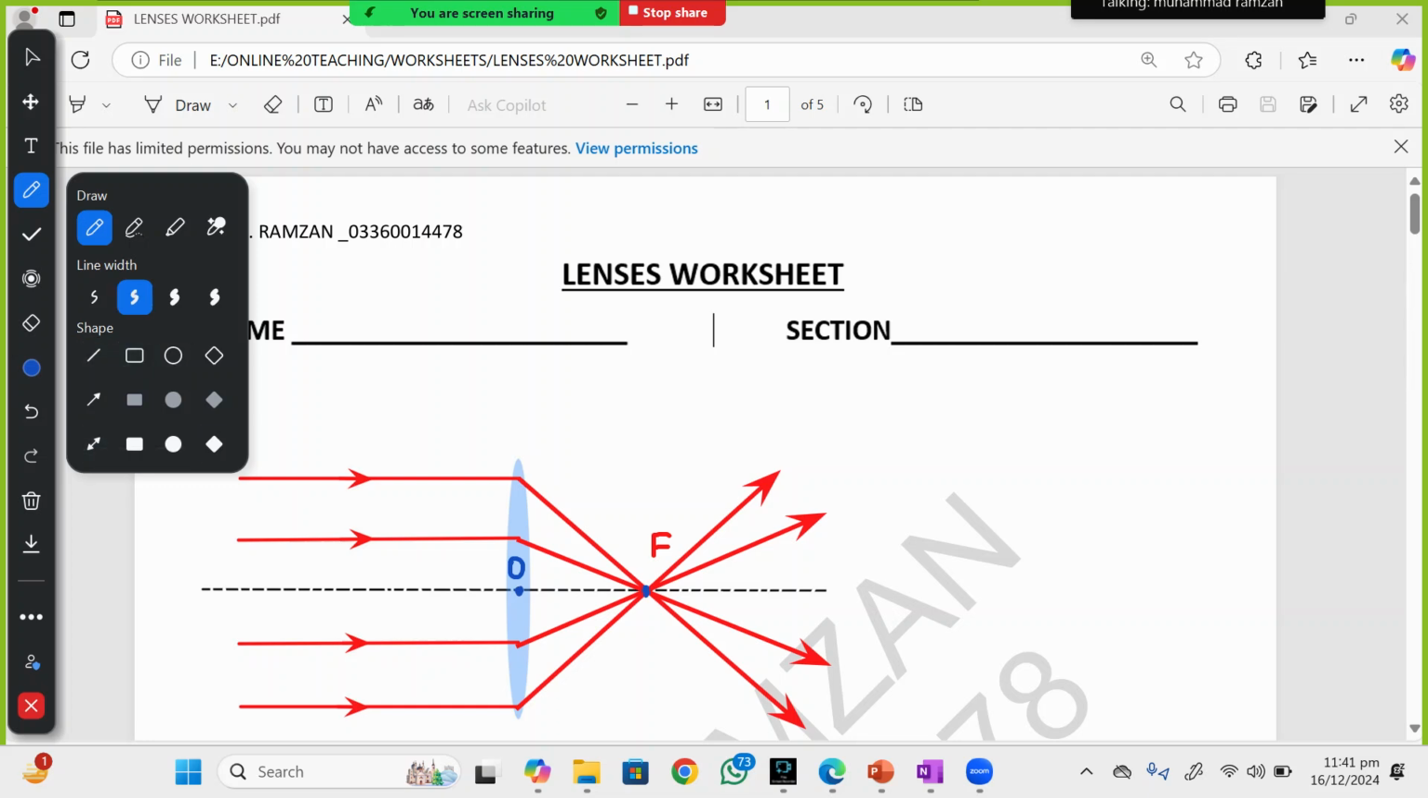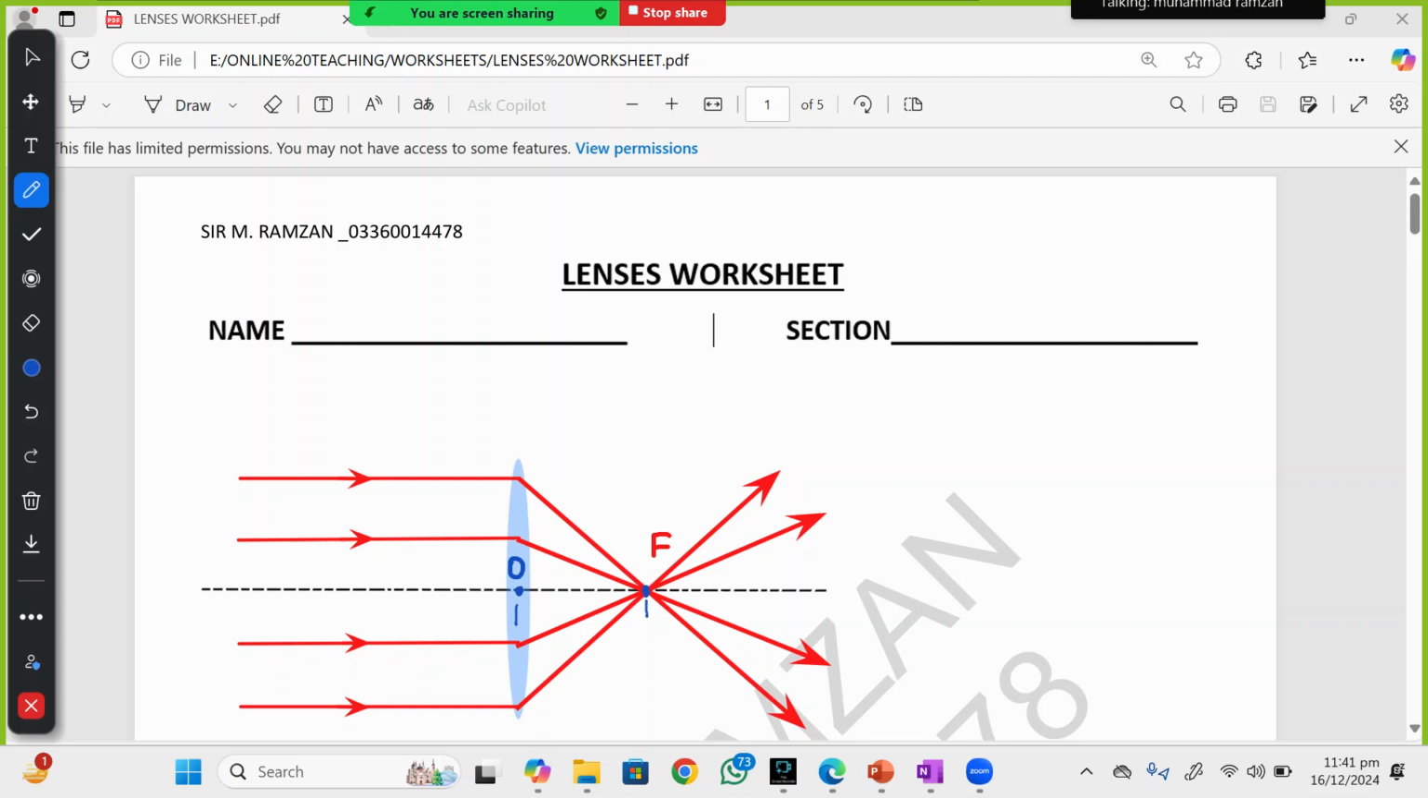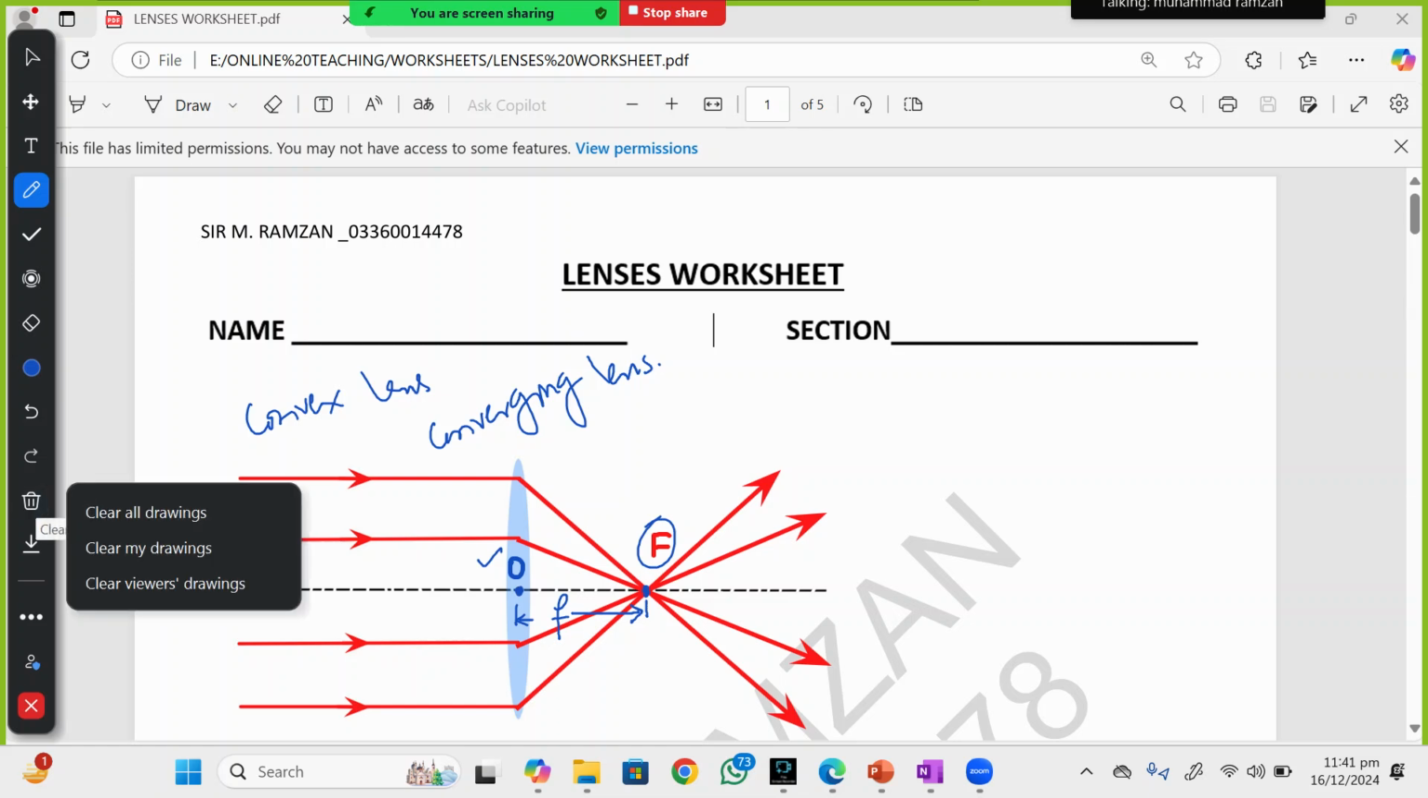When we are dealing with these types of things, we should remember one thing, which is called the focal length. The focal length is the distance between the optical center, which is denoted by the letter O, and the focal point, where all these light rays would focus. So this was about the convex lens. This is a convex lens. It is also named a converging lens.